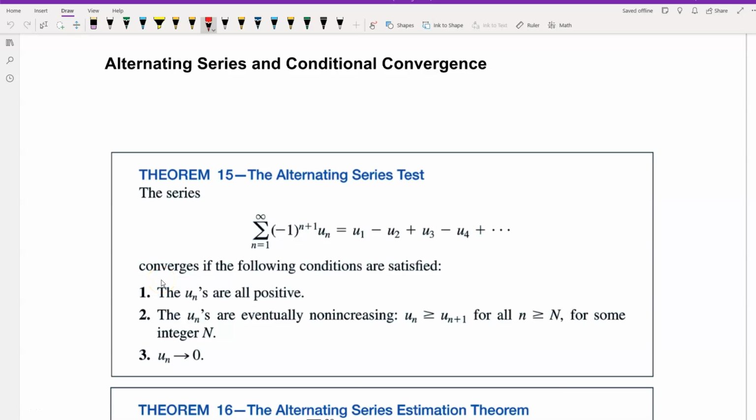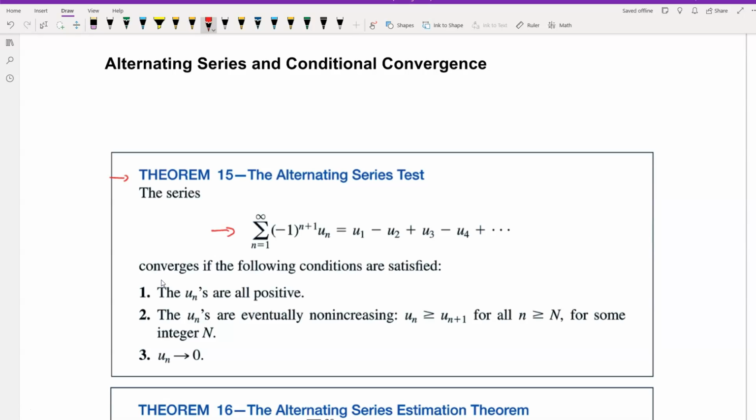Here in this section, we have alternating series and conditional convergence. The first part here, we have Theorem 15 on the alternating series test. Here we have the series that says a sum of (-1)^(n+1) times u sub n, where n is from 1 to infinity.